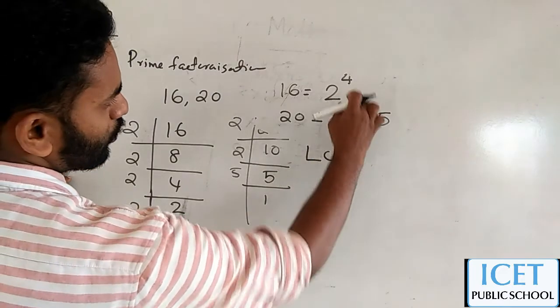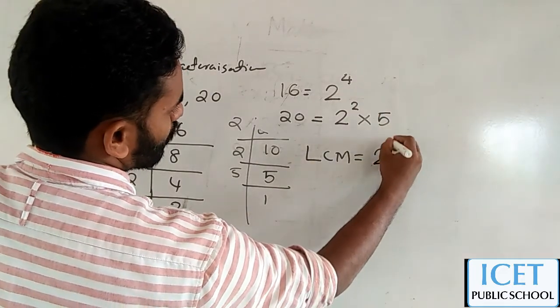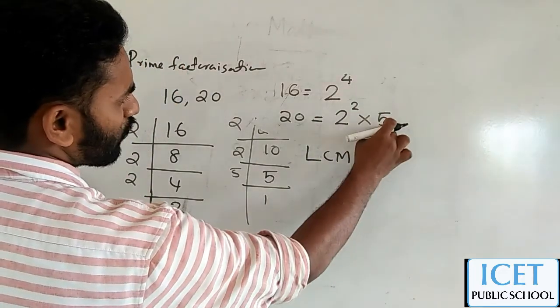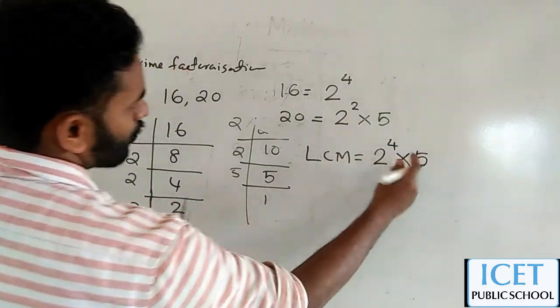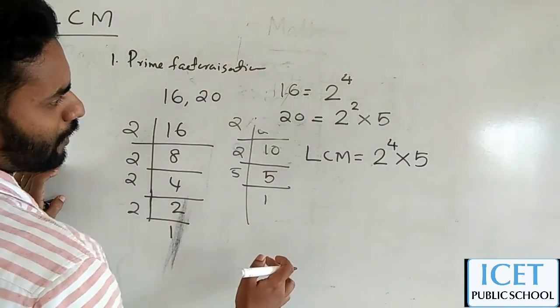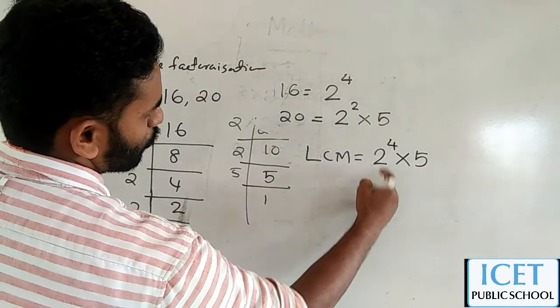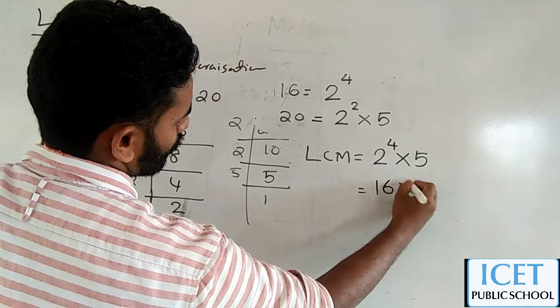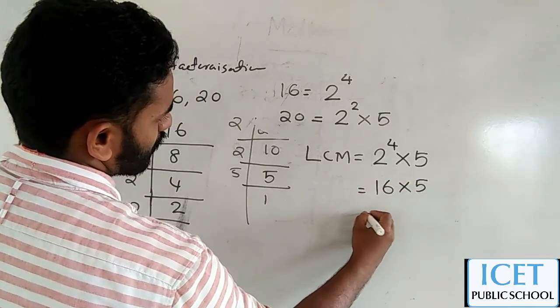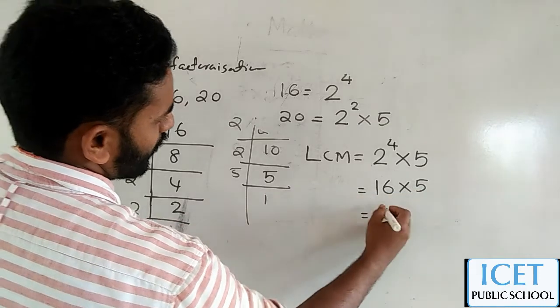Then for the LCM, 2 raised to 4, we have to write the highest power. Here one 5 is there, here no 5, so we have to write 5 raised to 1 as the highest power, right? Then 2 raised to 4 is 16, into 5. 16 into 5 is 80. That is the answer.